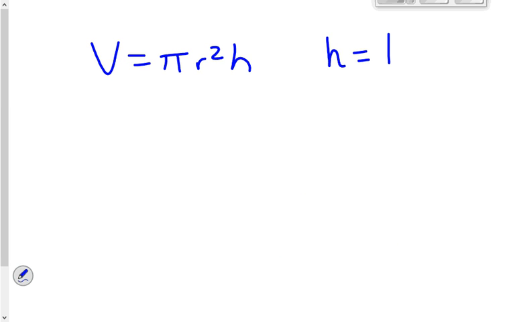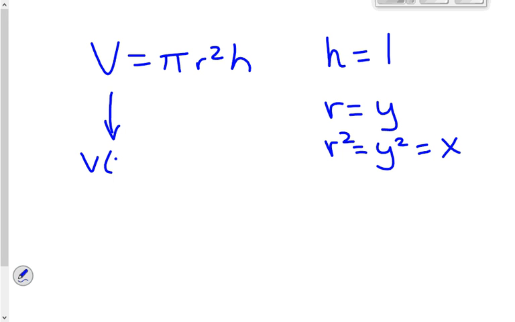Okay, so I can say that r is equal to y. What I really want in my formula, of course, is r squared, which is equal to y squared. And what did we figure out y squared was equal to, Maggie? X. Okay. So v of x, which is what we want y1 to be equal to in your calculator, is really going to be equal to what? Pi x.